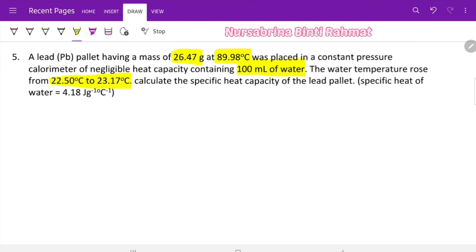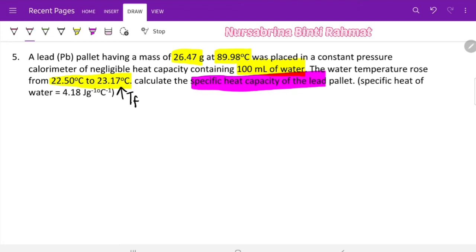So 23.17 degrees Celsius is the final temperature of the water and also the lead pellet. So you have to calculate the specific heat capacity of the lead pellet. This time you were given the volume of water, which you need to convert into mass. So how are we going to convert it into mass?